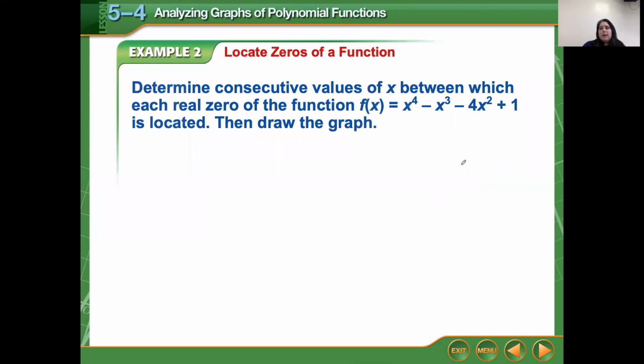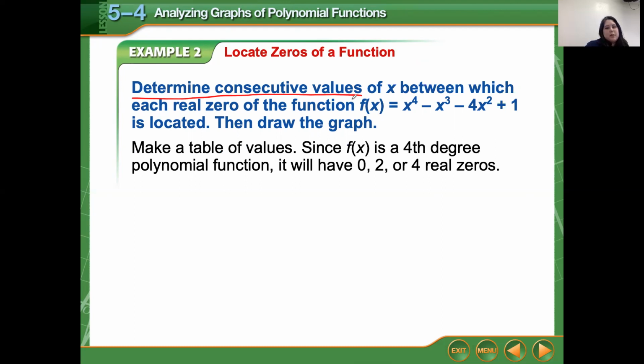So taking a look at our next example, we have determine the consecutive values of x between which each real zero of the function f of x equals x to the 4th minus x cubed minus 4x squared plus 1 is located. Then draw the graph. Where it says determine consecutive values, generally that means they don't want you to round your answer and give a decimal answer. They just want to know between which 2 x values it crosses.